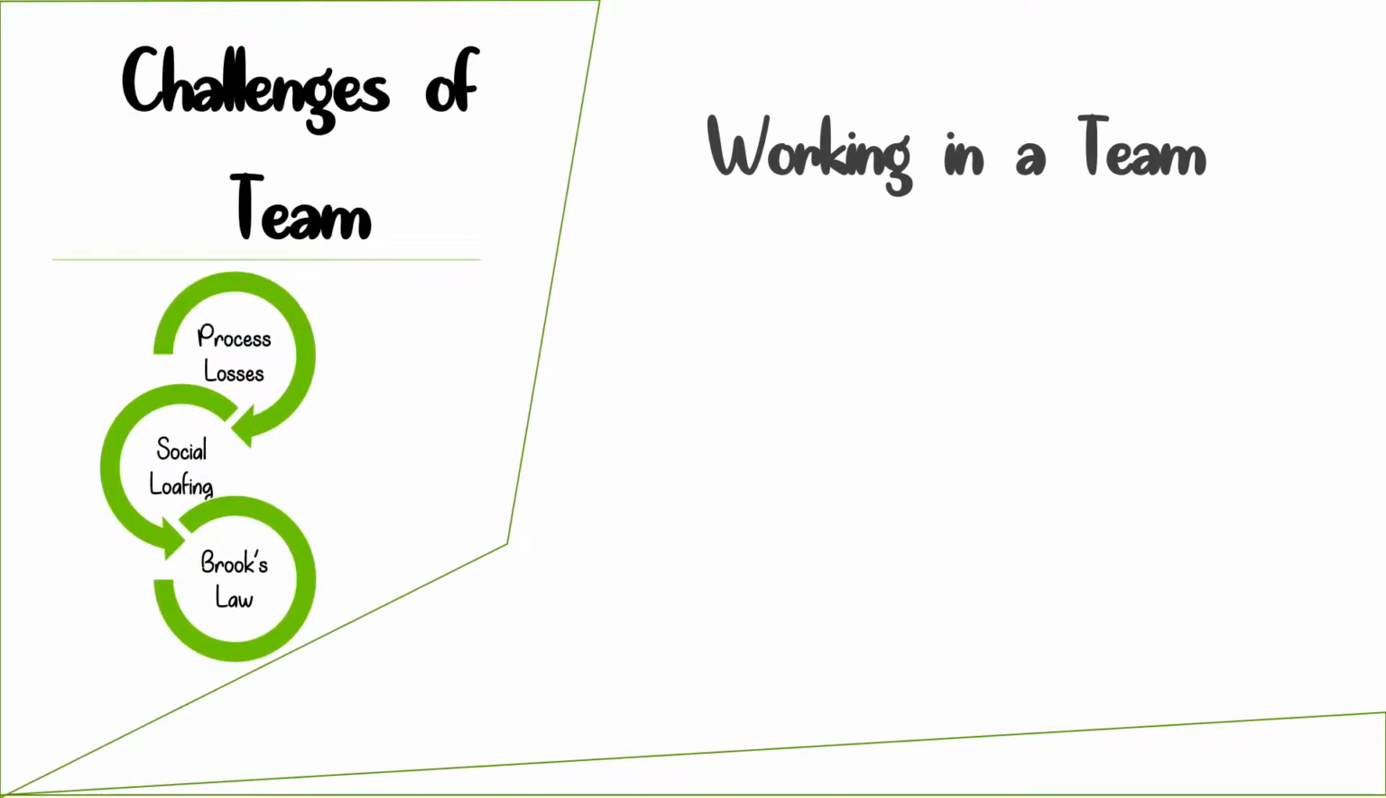Every team has challenges of its own. We can break it down to three. The first is process losses that stem from inefficient problem solving in teams. This is followed by social loafing. It is a tendency of certain members of a team to get by with less effort than what they would have put in when they work alone.